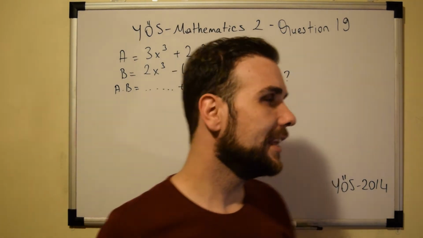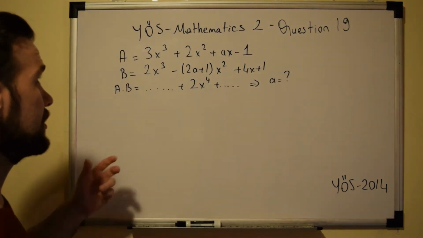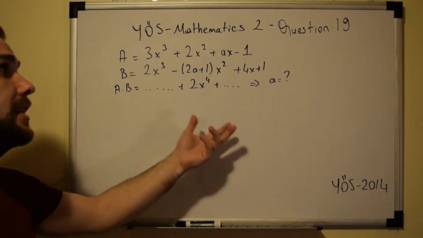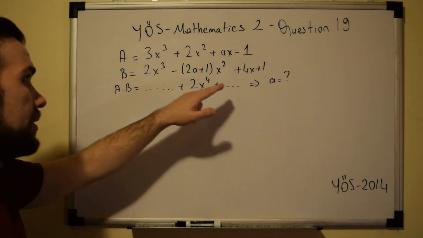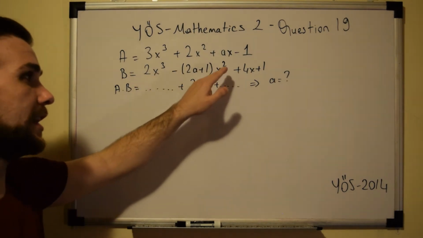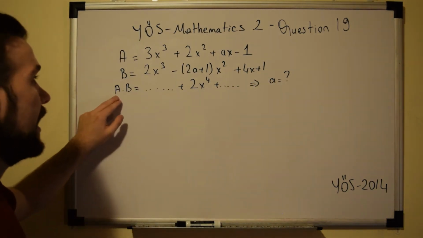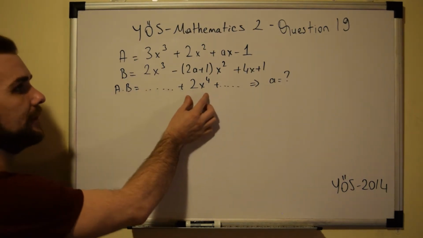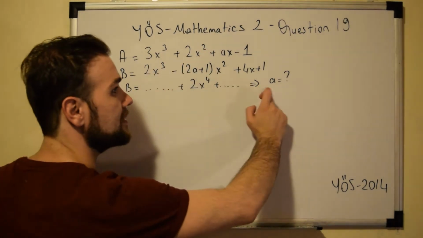In this question we have A, which symbolizes the expression 3x to the power of 3 plus 2x to the power of 2 plus ax minus 1. And we have B, which symbolizes the expression 2x to the power of 3 minus (2a plus 1) times x to the power of 2 plus 4x plus 1. And we are also given A times B, which is this value, and within this value we have the term 2 times 4x to the power of 4, and we are asked the value of a.